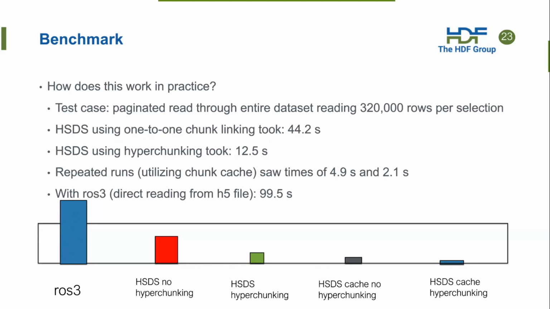And one last thing I'll point out is that by utilizing a chunk cache, you get dramatically faster performance, right? So once you've loaded this file into HSDS, if you run the same application again, since the chunk cache is persistent across multiple runs, we get times like 5 seconds and 2 seconds each.